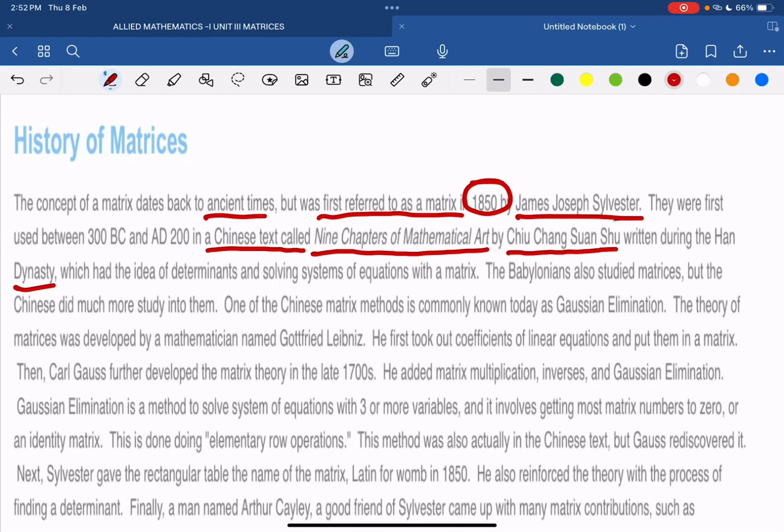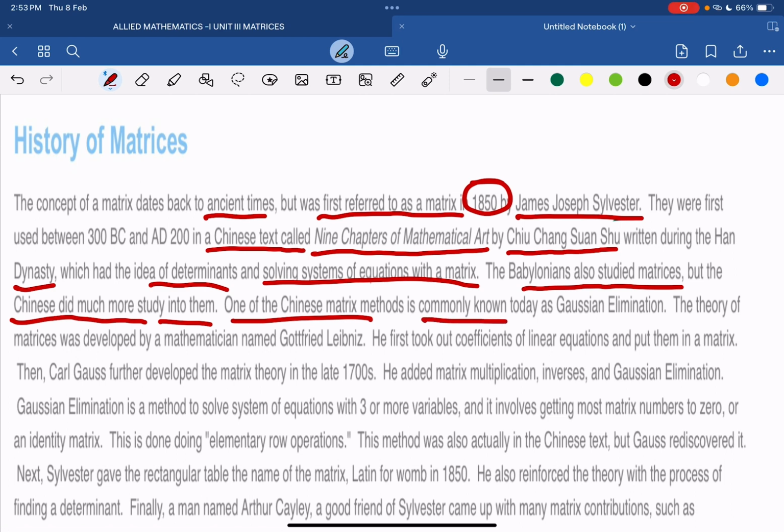Dynasty, which had an idea of determinant by solving a system of linear equations in a matrix method, in a matrix form. Babylonians also studied matrices, but the Chinese did much more study of them. And the Chinese matrix method is commonly known today as the Gaussian elimination method.